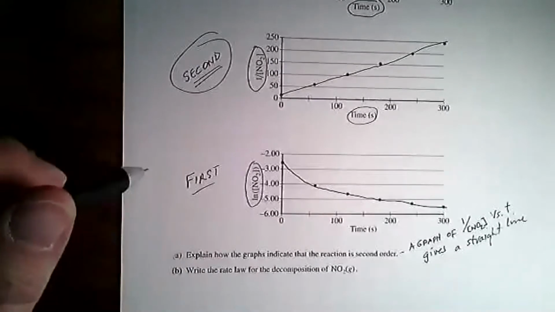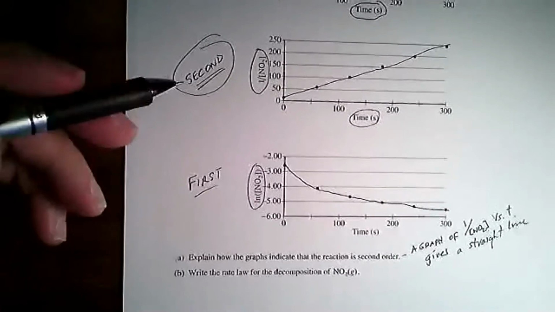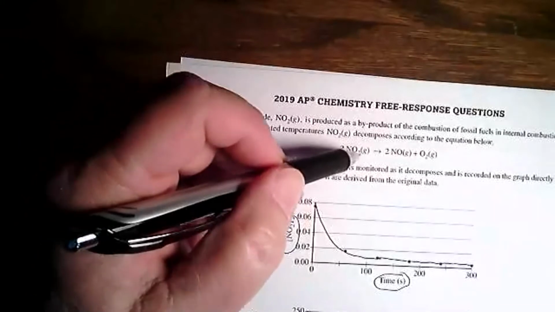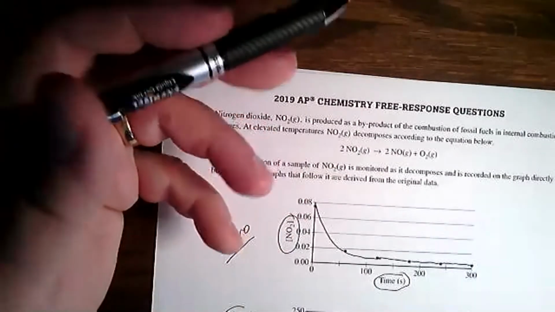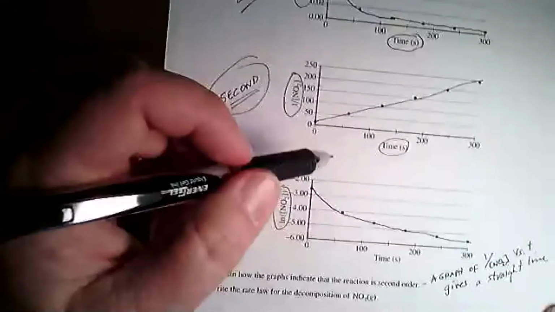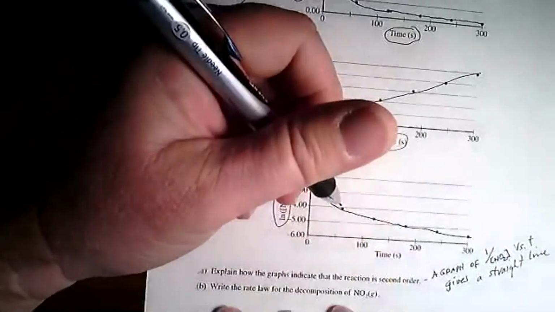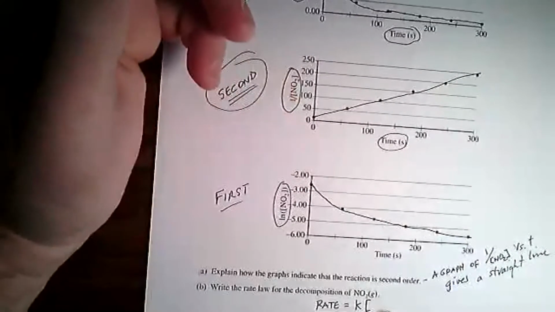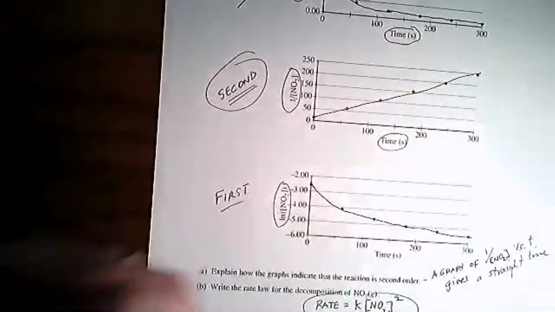Write the rate law for the decomposition of NO2. Well, if we know that this is second order, and I know there's only one reactant here, it's just the NO2. That's essentially it. Now, there are 2 particles of it. I'm just going to write the generic form of a rate law for a second order reactant, which would be rate equals k times the concentration of your reactant, which is NO2, to the second power. That's it.